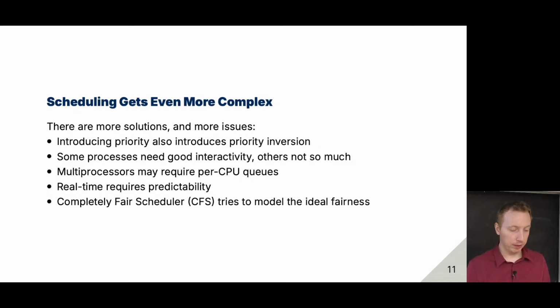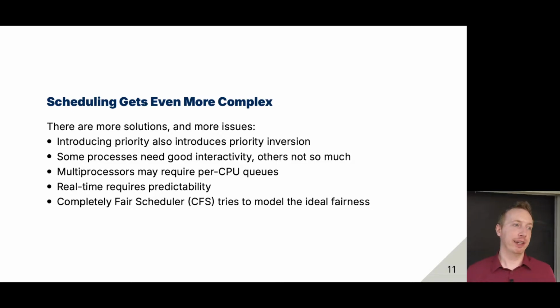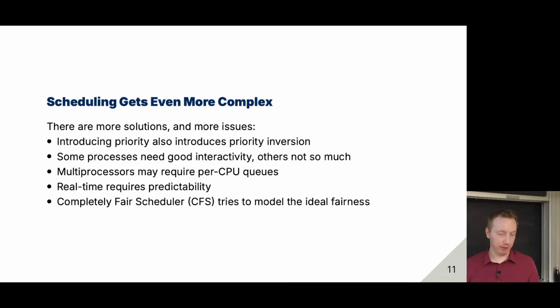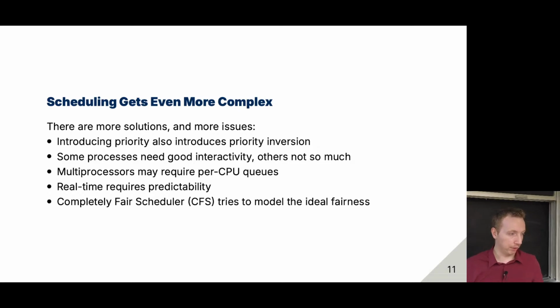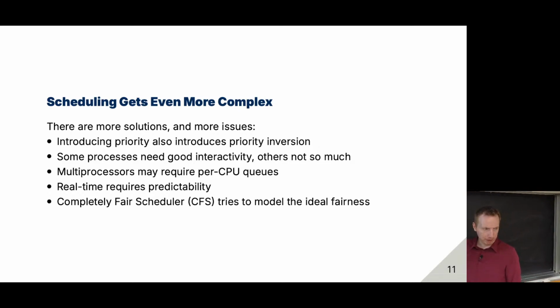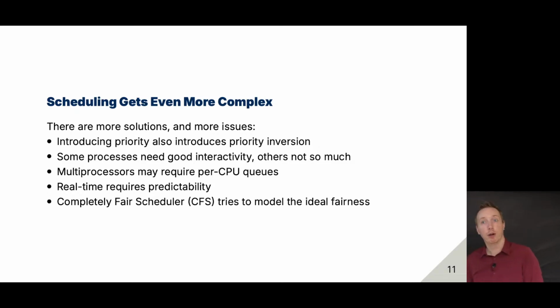Briefly talked about real time. So that required some predictability. Linux is too complicated to actually do real time, so it does soft real time. But if you do embedded systems, you might have to start counting core times because you need a reaction within a certain time period. And then we briefly looked at Linux's current scheduler called the completely fair scheduler that tries to model the idea of ideal fairness, where every process gets approximately an equal share of the CPU time.